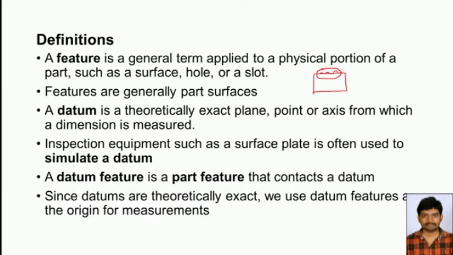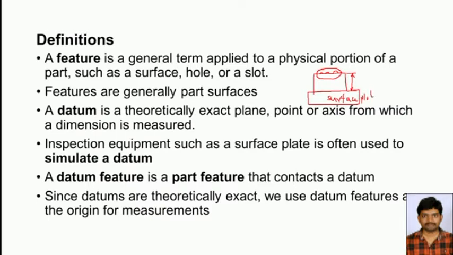And a datum is a theoretically exact plane, or a point or an axis, from which a dimension is measured. For example, when we want to measure the height of this component, it is essential that we take a particular surface as a reference. So normally what we do, we keep the component to be measured on the surface plate. So this is the surface plate, and then with reference to this surface, we measure the height of this component by using the appropriate instrumentation.